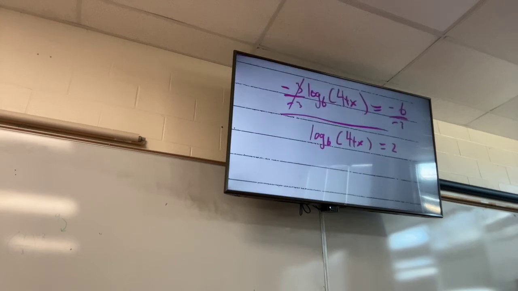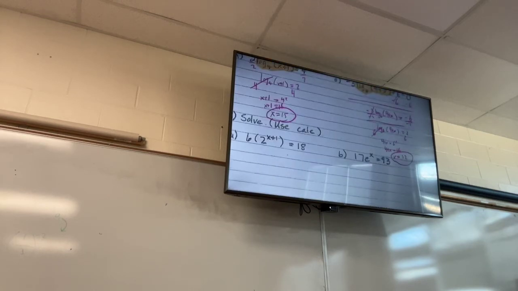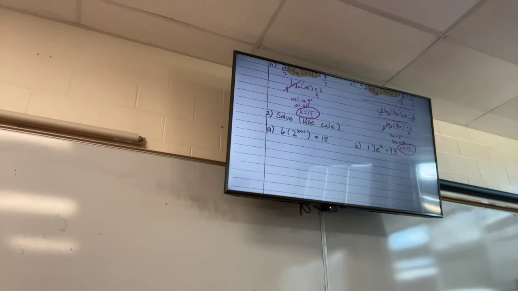Now we're ready to do what, Jade? You do 6 squared equals 4 plus x. Yeah, so we're going to raise both sides. 6 raised to the left equals 6 raised to the right. These cancel. We have 4 plus x equals 6 squared, or 4 plus x equals 36, or x equals 32.